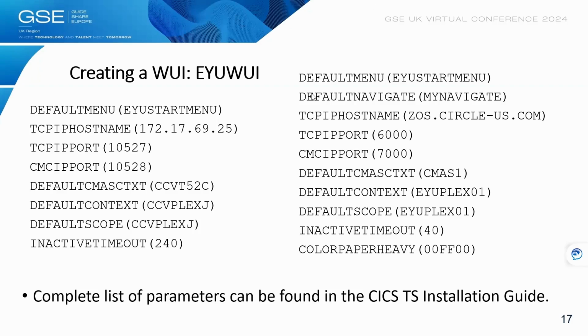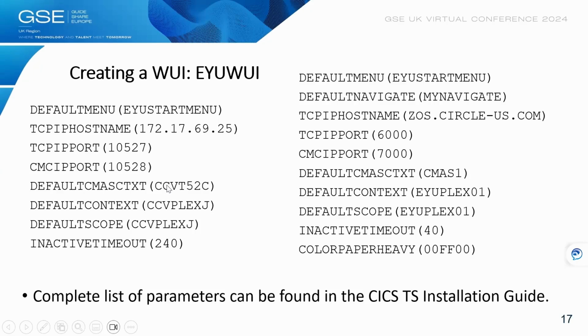So when you start out, you can use the default over on the left-hand side, which means you start with the EYU start menu, which is easy. You can also modify the menus and you can customize the WUI, although a lot of people don't do that anymore. You have to specify the TCP/IP host name to connect to the mainframe, and then a port for TCP/IP, that's for the WUI, and a CMCI port if you want to connect the Explorer.